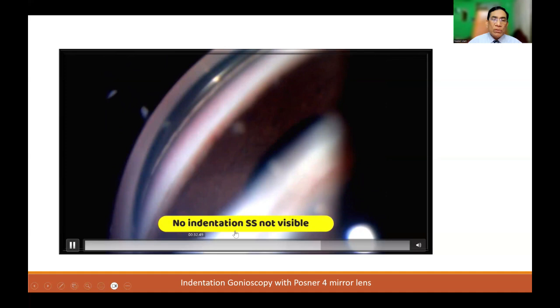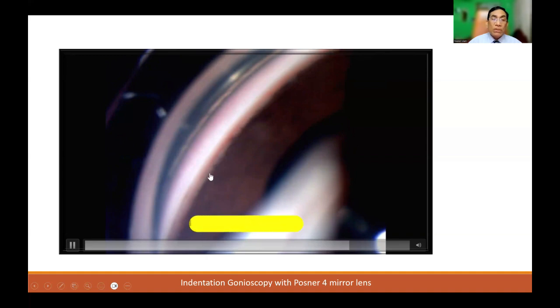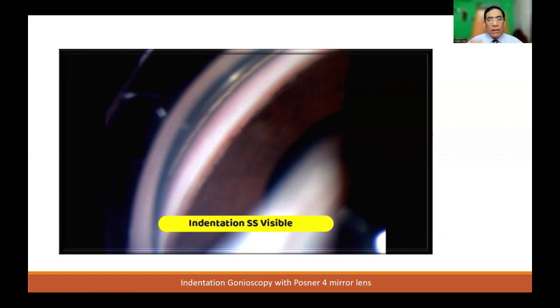This is another patient, without indentation. You cannot see the whole structure here, but with indentation you can see. Yes, you can see. So with indentation you can see here the scleral spur, the trabecular meshwork, Schwalbe's line. So this is the way of indentation, good. When you can see all structures, you don't need to give indentation, but sometimes to see more clearly, indentation, more bright light, you can do it.